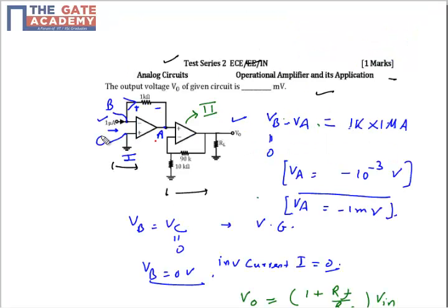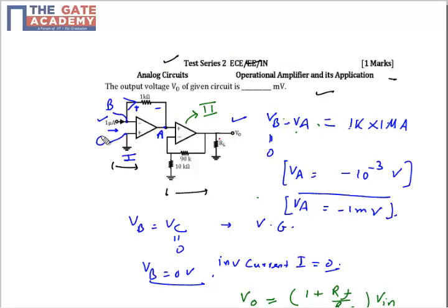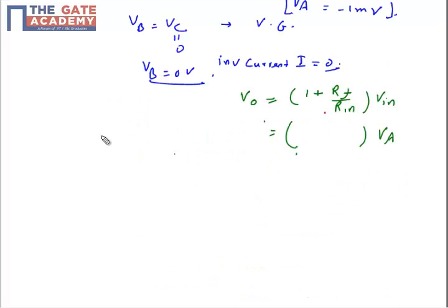What is the input for this non-inverting amplifier? In this amplifier the input is VA. So in my case my input is VA. What is the feedback resistor? Feedback resistor is a resistor which connects the output terminal to the input terminal. So what is the feedback resistor? In our case the feedback resistor is 90K. So our feedback resistor is 90K.